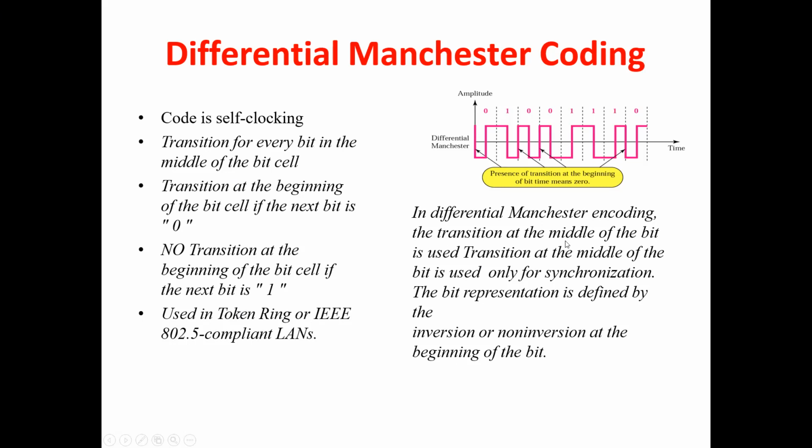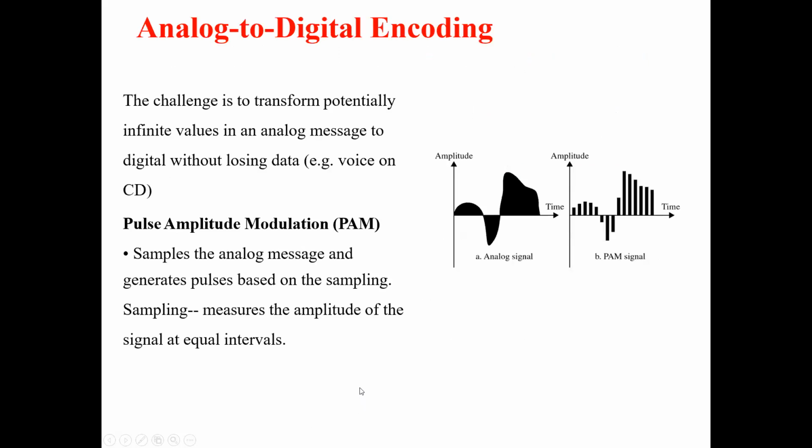The transition at the middle of the bit is used only for synchronization. The bit representation is defined by the inversion or non-inversion at the beginning of the bit. Means according to the next bit, we are encoding the data. That is differential Manchester encoding, used in token ring or IEEE 802.5 LANs. So this is the difference between the regular Manchester and the differential Manchester.